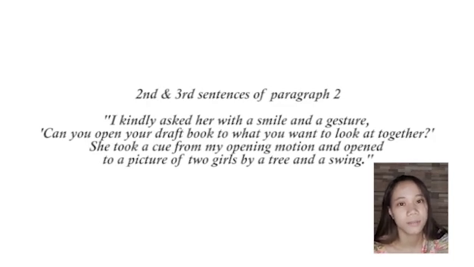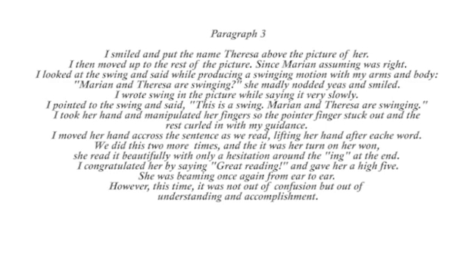"I smiled and put the name Teresa above the picture of her. I then moved up to the rest of the picture. Since Marian's assumption was right, I looked at the swing and said while producing a swinging motion with my arms and body, 'Marian and Teresa are swinging?' She madly nodded yes and smiled. I wrote swing in the picture while saying it very slowly. I pointed to the swing and said, 'This is a swing. Marian and Teresa are swinging.'"